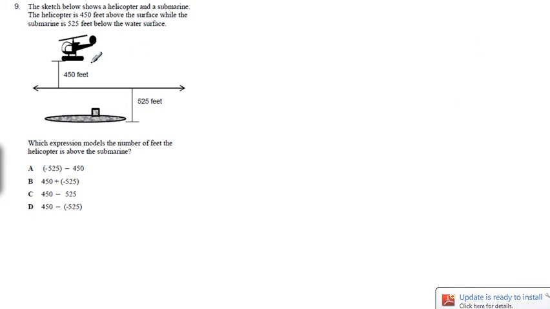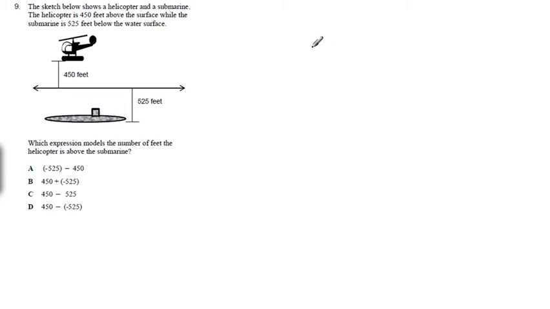Alright, number 9. We've got a helicopter, we've got a submarine. A helicopter is 450 feet above the surface, while a submarine is 525 below. Which expression models the number of feet the helicopter is above the submarine? So we've got these two numbers, 450, 525, and we want to know what is the difference between the height from the helicopter to the submarine.